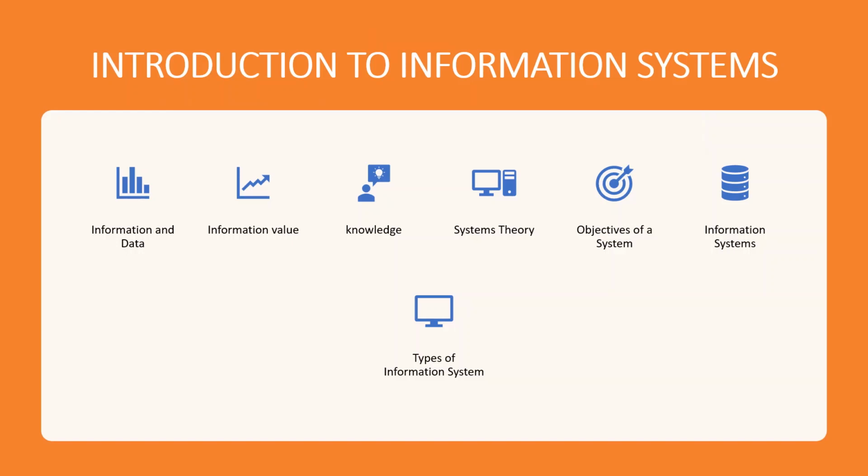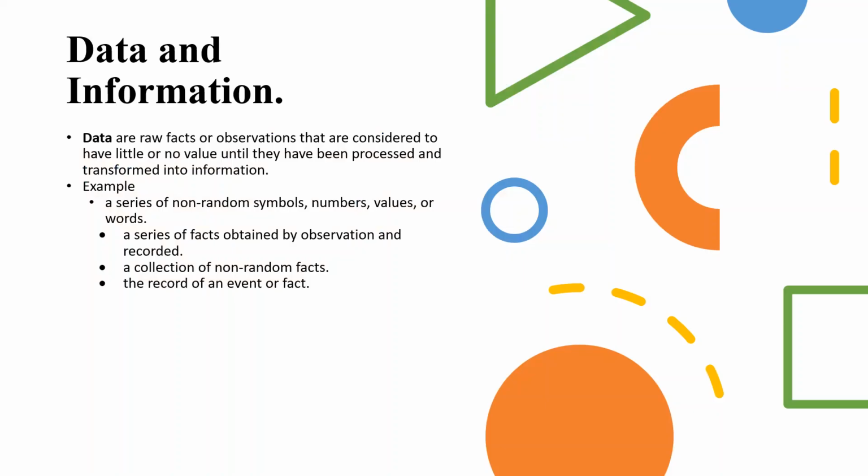So we start by understanding the various concepts of information systems. We are going to discuss and differentiate between data and information, value, knowledge, system theory, objectives of a system, information systems, and of course the various types of information systems. So we start by understanding what is data and information.